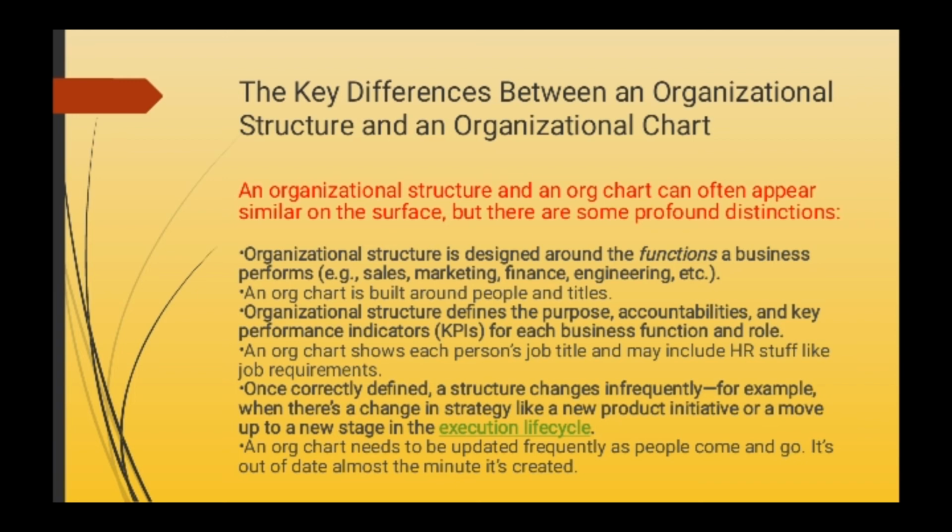An organizational structure and an organizational chart can often appear similar on the surface, but there are some profound distinctions. Organizational structure is designed around the functions a business performs. Example, sales, marketing, finance, engineering, and etc. While an organizational chart is built around people and titles. Organizational structure defines the purpose, accountabilities, and key performance indicators for each business function and role, while an organizational chart shows each person's job title and may include HR stuff like job requirements.